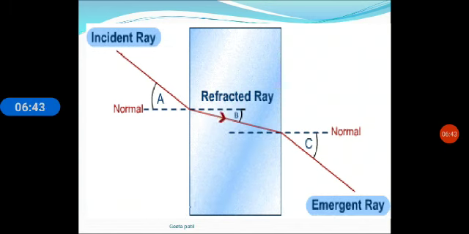In the first case, light is traveling from rarer medium to denser medium. At that time the refracted ray bends towards the normal. And on the second interface, the light is traveling from denser medium to rarer medium. The refracted ray, or emergent ray, is bent away from the normal. So in the first case, the angle B is smaller than the angle C.